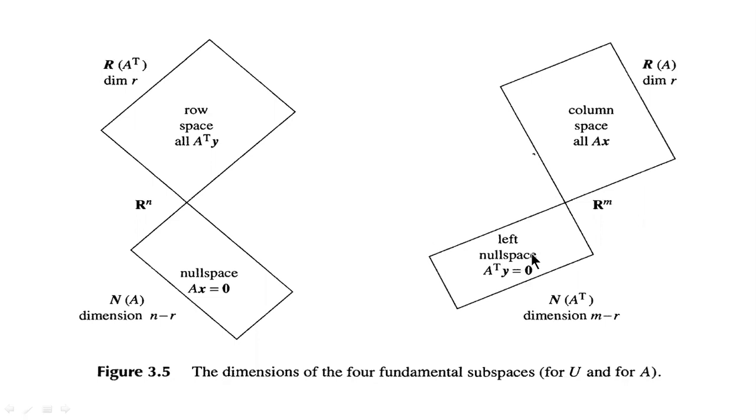So this is the column space, and then we come to the null space. The null space is in the bottom left corner. To find the null space, we use Ax equal to 0. So N(A) will be the null space, and that has the dimensionality n minus r.